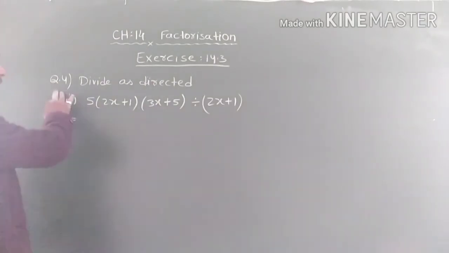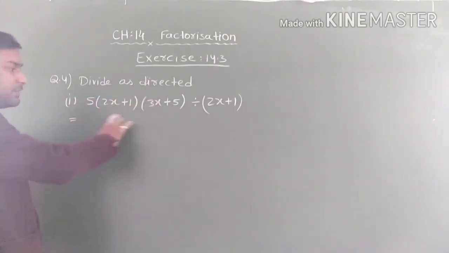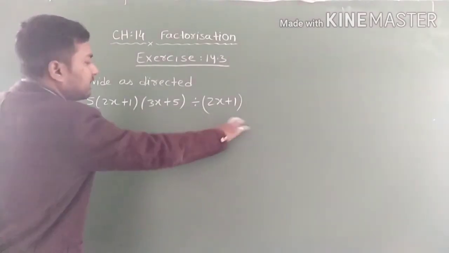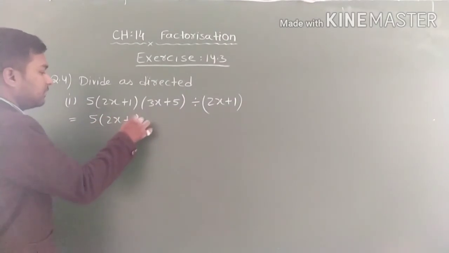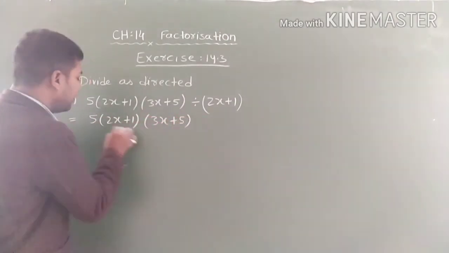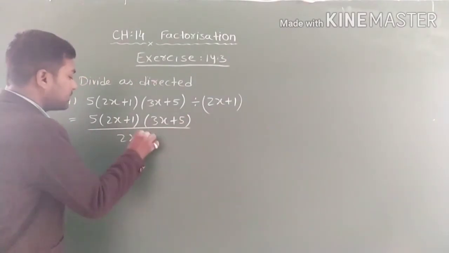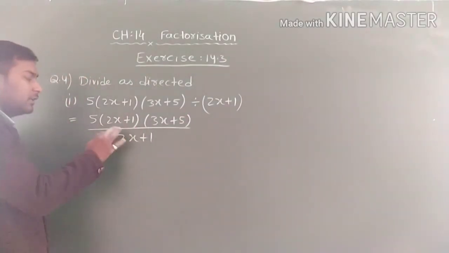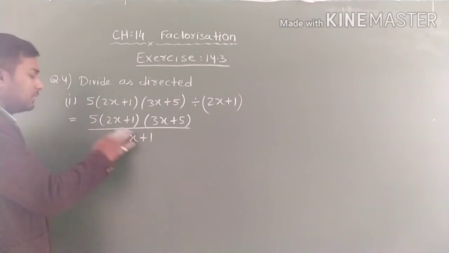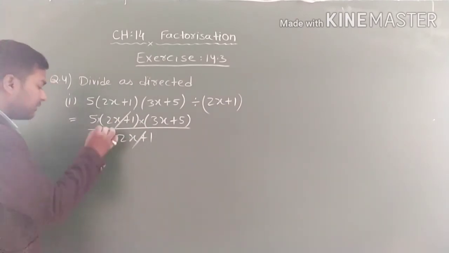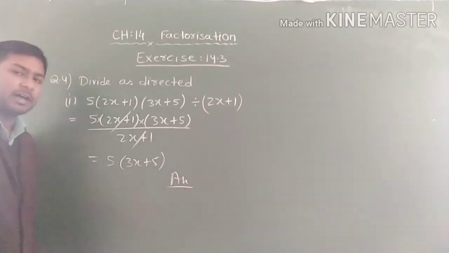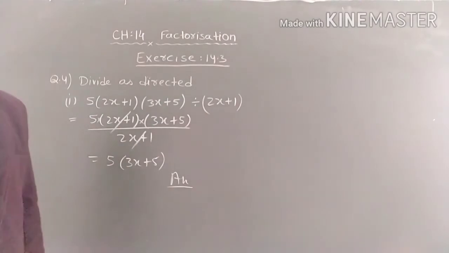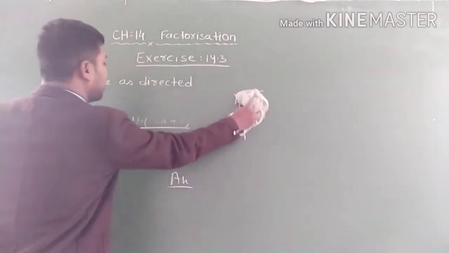Now question number 4. Divide as directed. The expression is given. This is the first term and this is the second term. We have to divide it. So write it: 5 into 2x plus 1 into 3x plus 5, divided by 2x plus 1. Okay, so see here, this is 2x plus 1 and this is 2x plus 1, and this is a multiplication sign and a division sign. It will be cancelled out. So what is left? 5 into 3x plus 5. Okay, and this is the answer. Very easy.